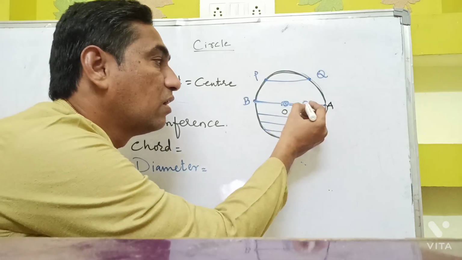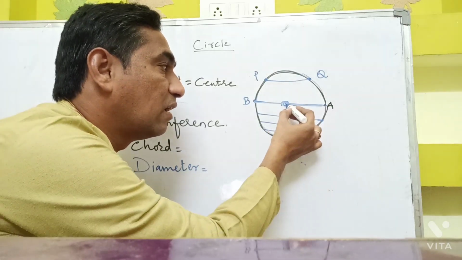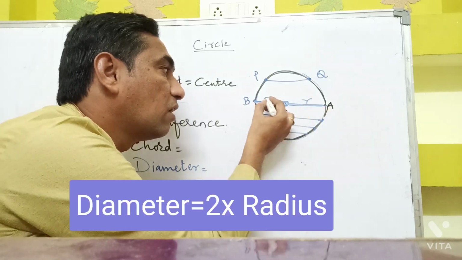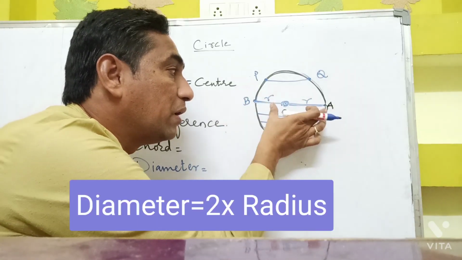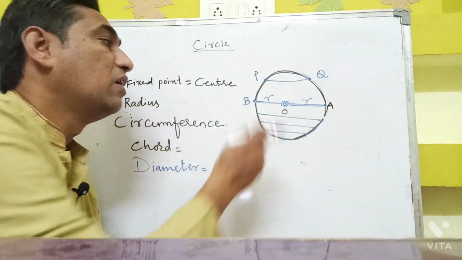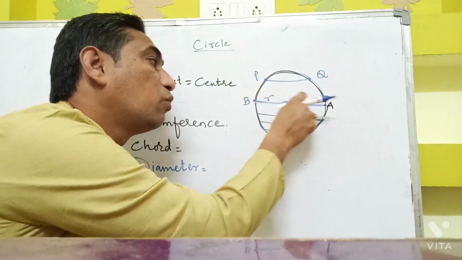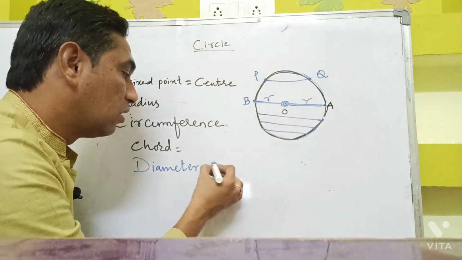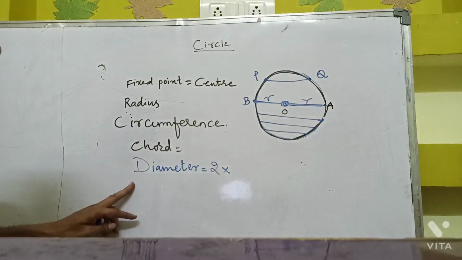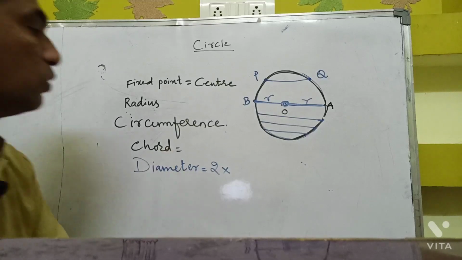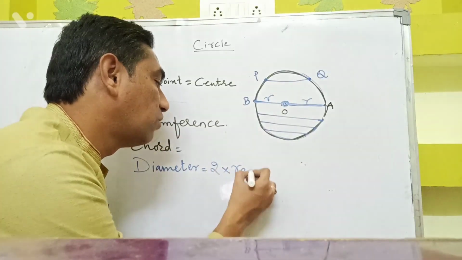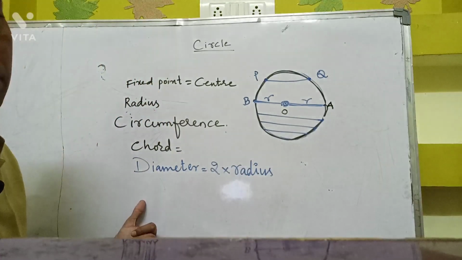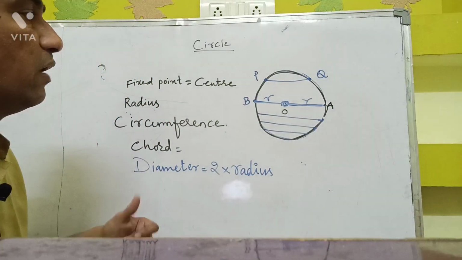Diameter is nothing but, see here, as I said earlier, that OA is a radius and OB is also a radius. The complete AB is called the diameter. In this diameter we have two radii, so we can find that diameter is equal to 2 into radius, meaning double the radius. If you double the radius, what do you get? That is the diameter.